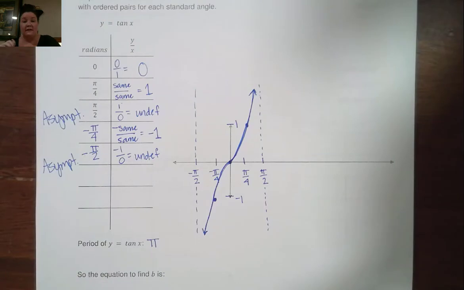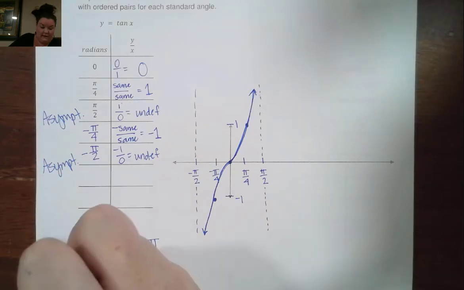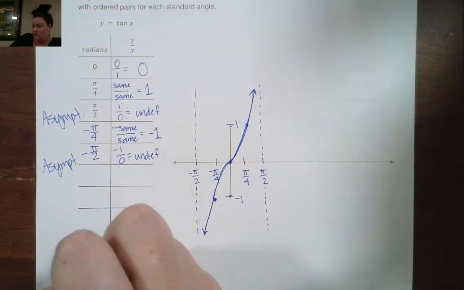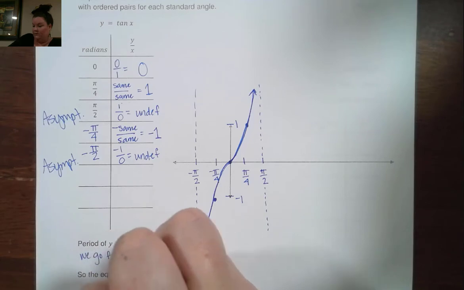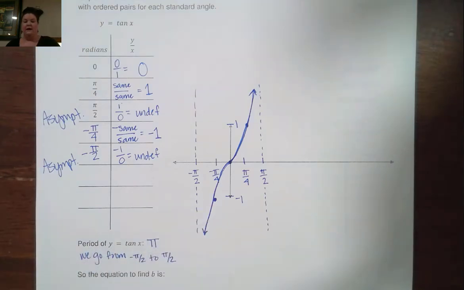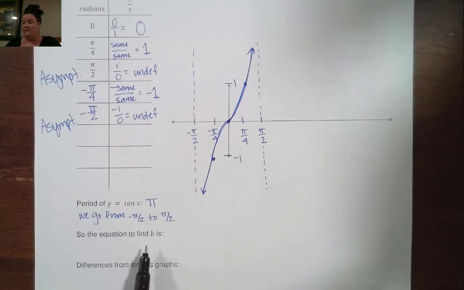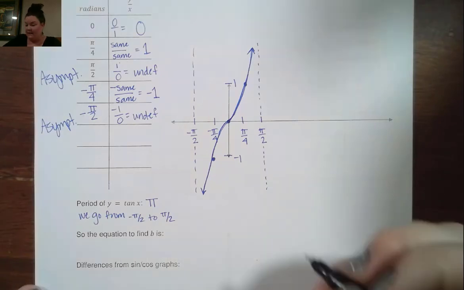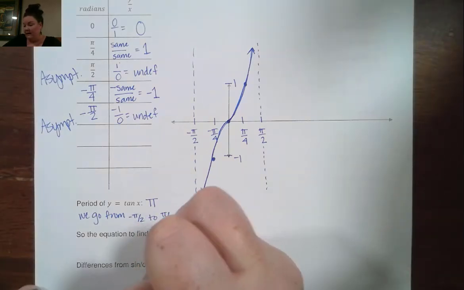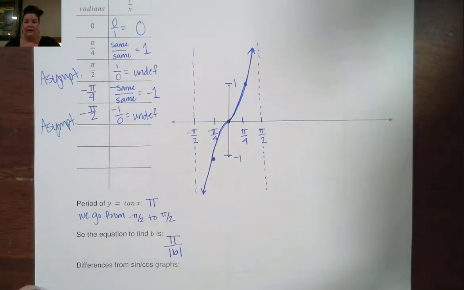The period length is different from sine and cosine. I'm just going to say here that we go from negative pi over 2 to positive pi over 2. That's how I got the period length of pi. If we're trying to solve for our period length, we still find b in our equation, but instead of doing 2 pi divided by b, we'll do pi divided by the absolute value of b. This is an important thing to note if you're making note cards to help you remember these shapes.